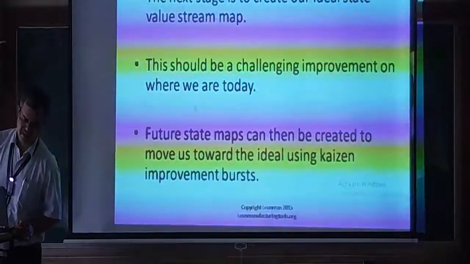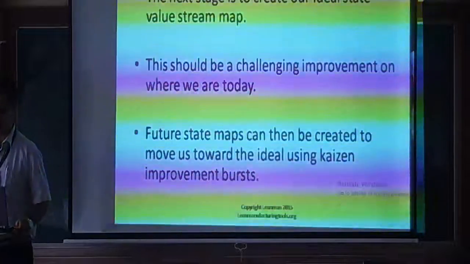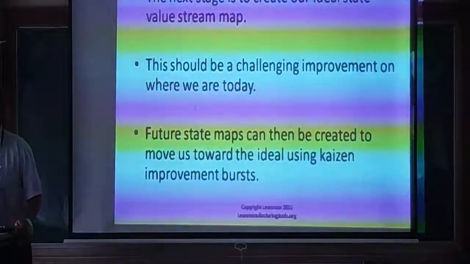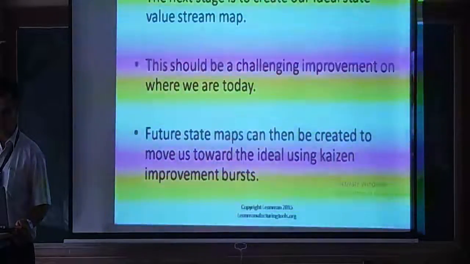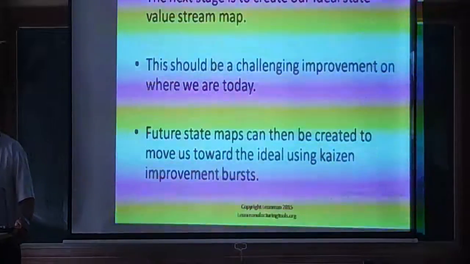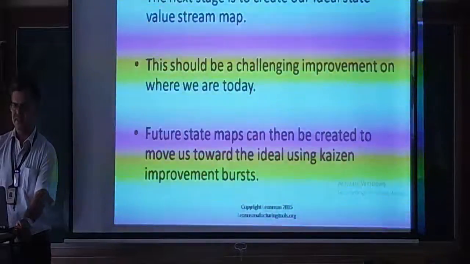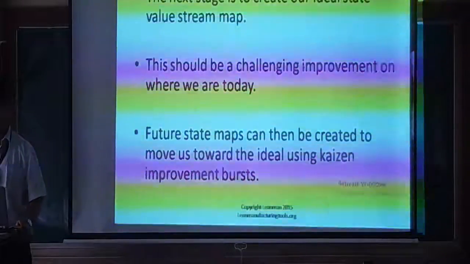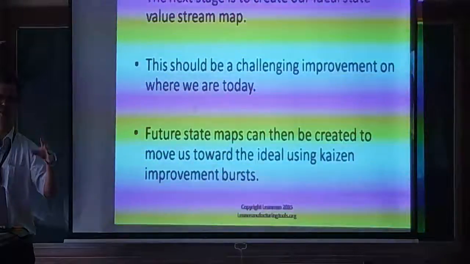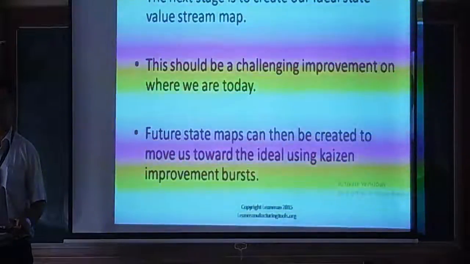The future state map is the FSM. The FSM can then be created to move us toward the ideal using Kaizen bursts. Suppose this FSM is going to be the continuous improvement. You can say it's an ideal state map, because this is what you thought, this is what you are trying to reduce. So it's an ideal map.